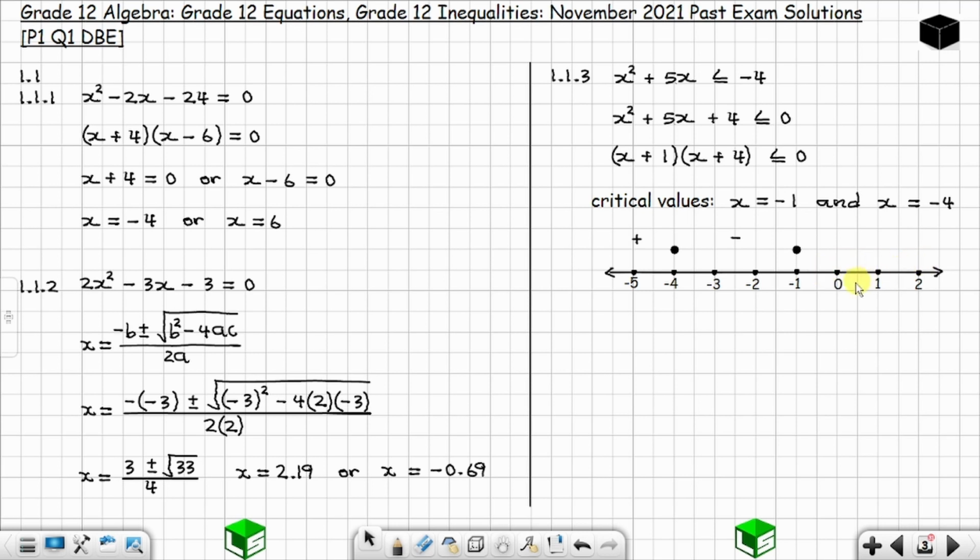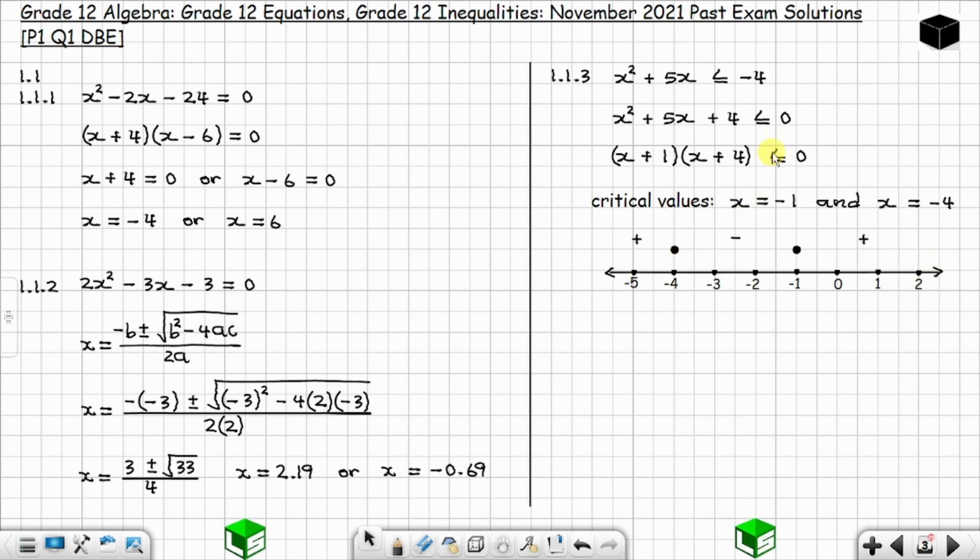You do the same here. Use any number which is after -1, or any number which is greater than -1. So all these numbers, 0, 1, 2, 3, you can use them to test this interval. So when you test this interval using any number which is greater than -1, you're going to find plus on this interval.